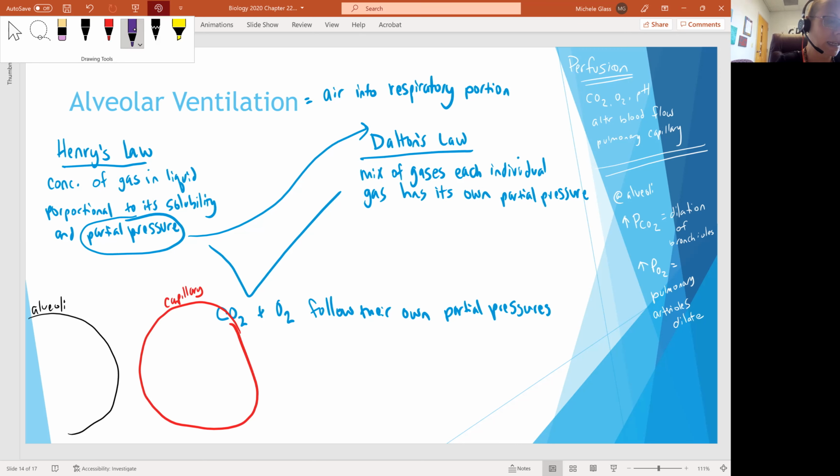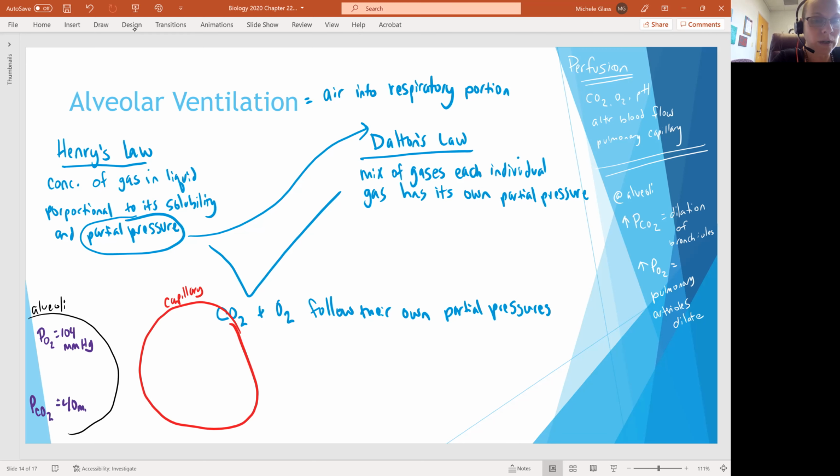And so what we would see is at the alveoli, we're going to have a partial pressure of oxygen at 104 millimeters of mercury. And we'd have a partial pressure of CO2 in the alveoli of like 40 millimeters of mercury. So remember, millimeters of mercury is how we measure pressure. When we look in the capillary as it comes through, the partial pressure of oxygen inside the capillary is usually like 64 millimeters of mercury, and the partial pressure of carbon dioxide gas in the capillary is usually like 45 millimeters of mercury.